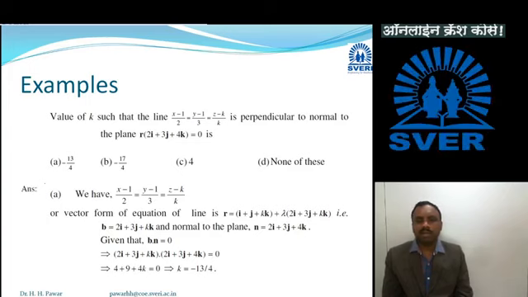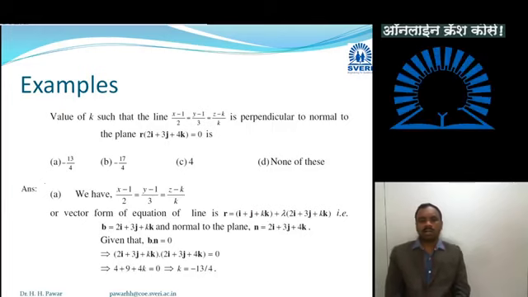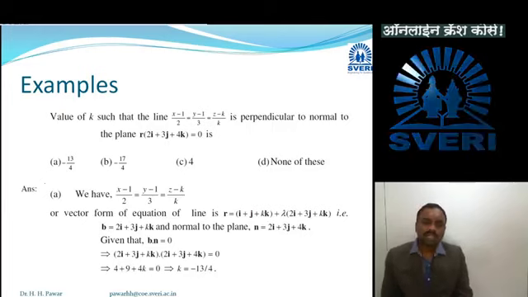As we know, for the line to be perpendicular to the normal, the dot product of the two vectors is equal to 0. By putting the values we'll get 4 plus 9 plus 4k equal to 0, that is 4k equal to minus 13, which gives us k equal to minus 13 divided by 4.